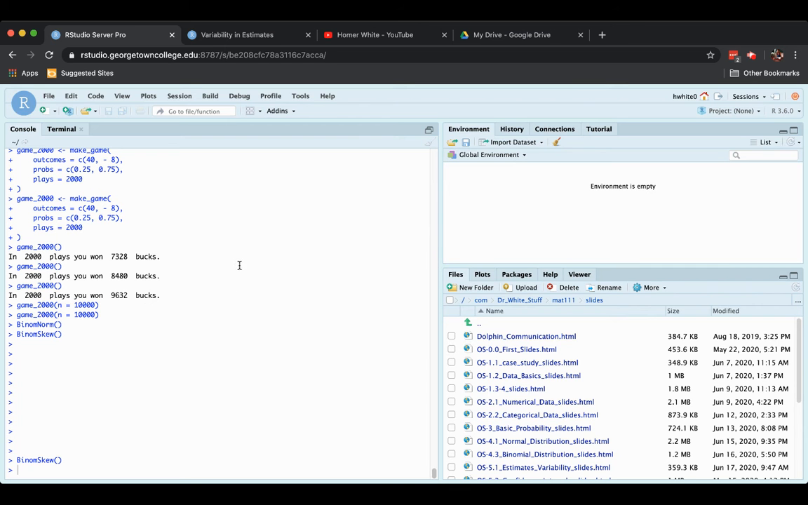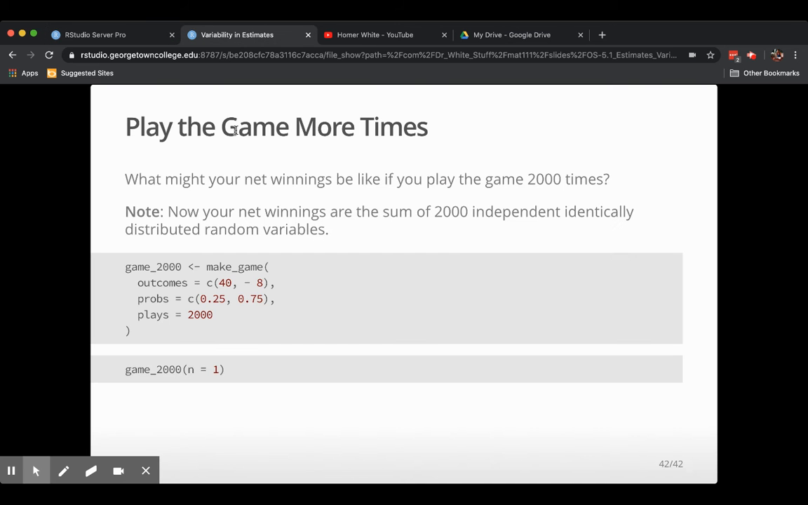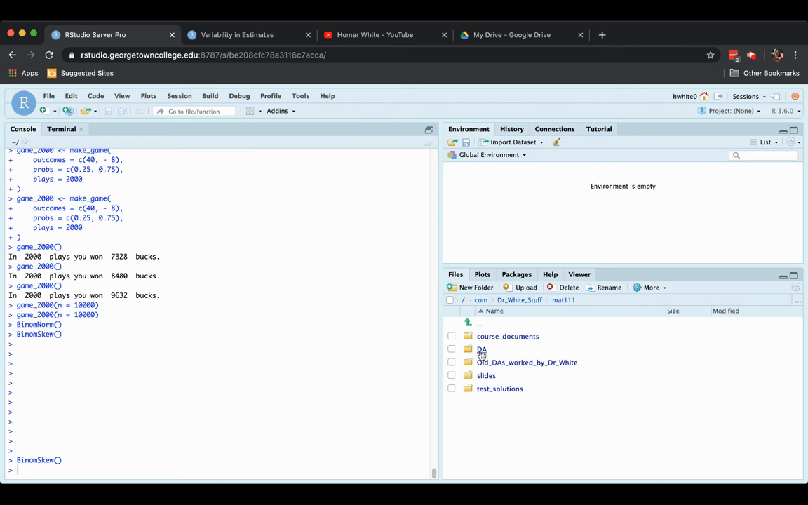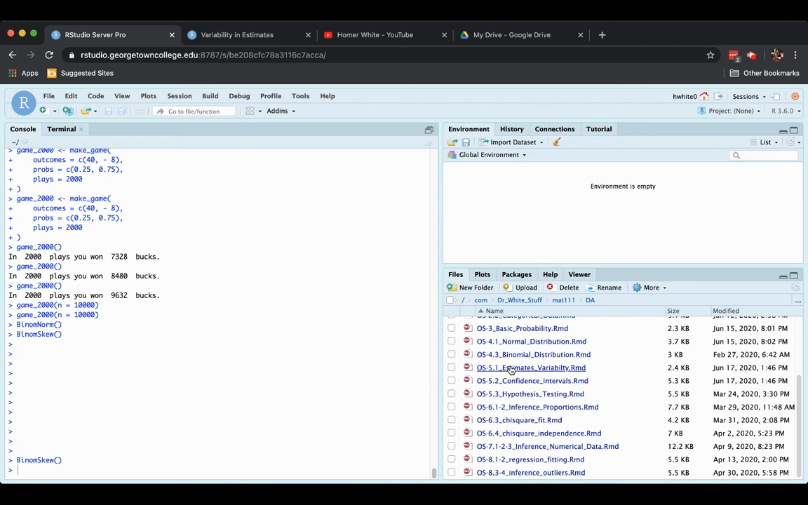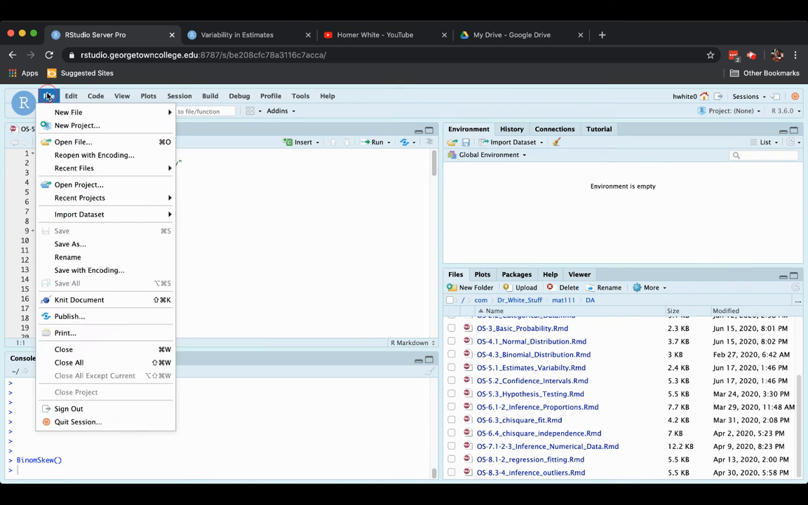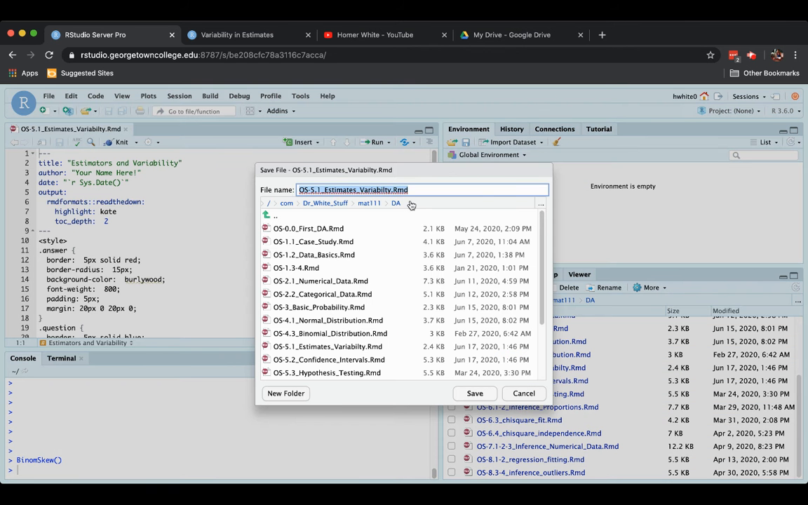And let's pick up the DA. Well, let's first make sure, do we have the slides for Section 5.1 open? Yeah, we do. Okay. Now back to RStudio and pick up the DA. Dr. White stuff, MAT 111, DA, OS 5.1, estimates and variability. File. Oops, wrong file. File, Save as.